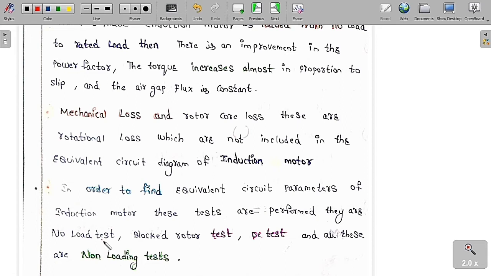The DC test is where we are going to find the resistance of the stator winding. The resistance of the stator winding we can figure out. And all these are called non-loading tests.